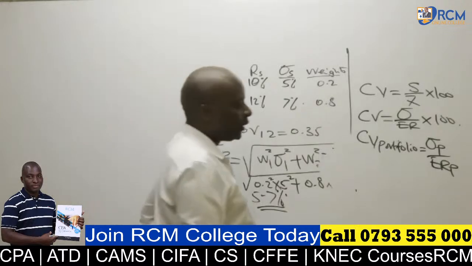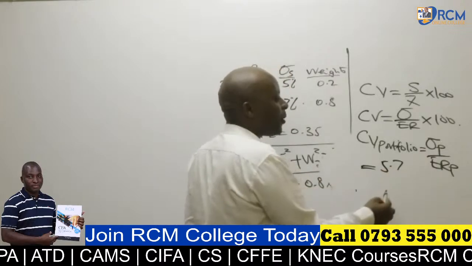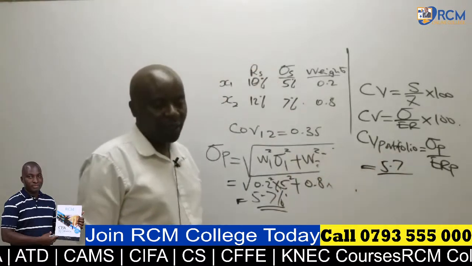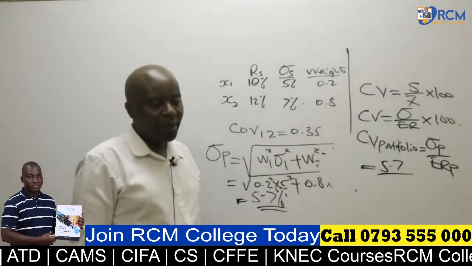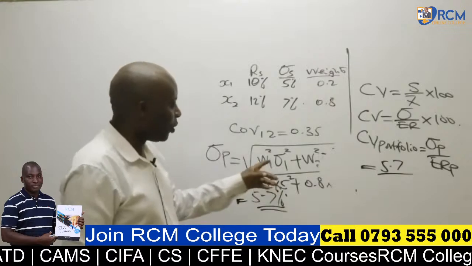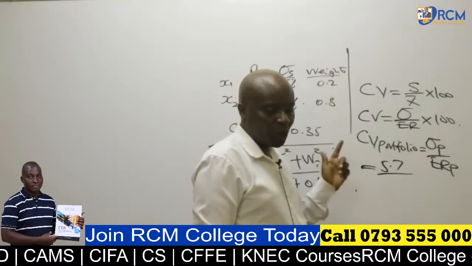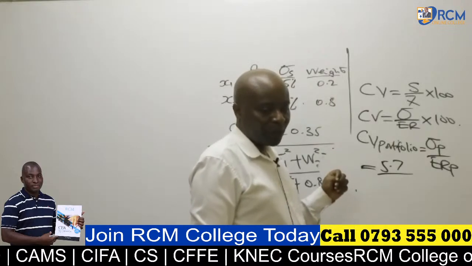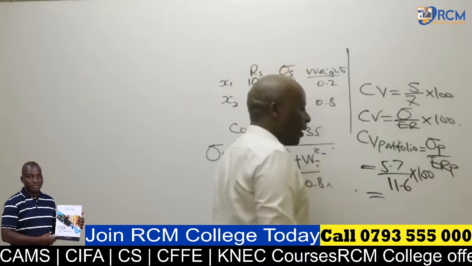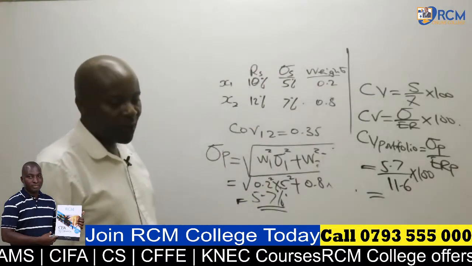Do we have the standard deviation of the portfolio? You gave me 5.7%. Over the expected return of the portfolio, which is what here? We had already gotten this expected return of the portfolio. It is 11.6, times 100. So could you kindly confirm: 5.7 divided by 11.6 times 100.